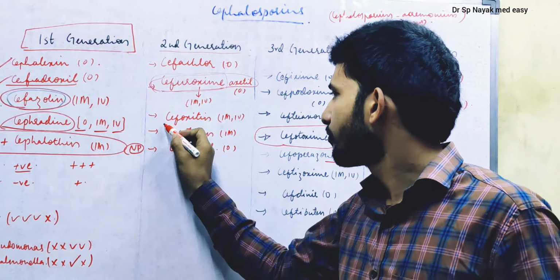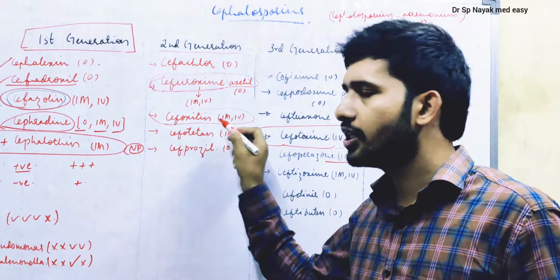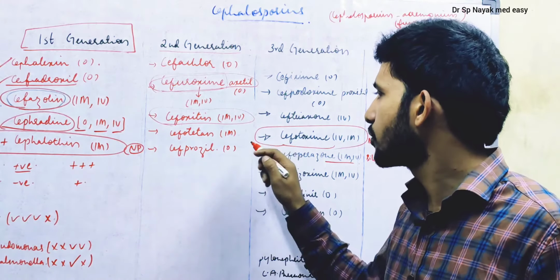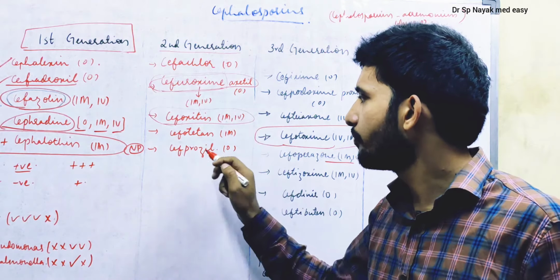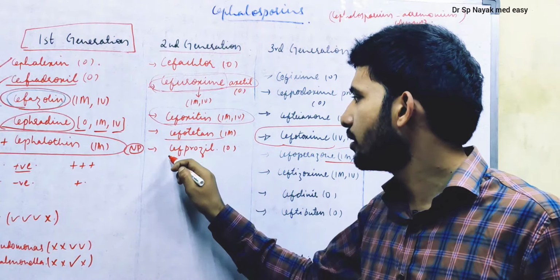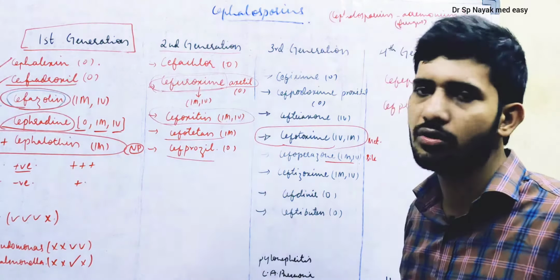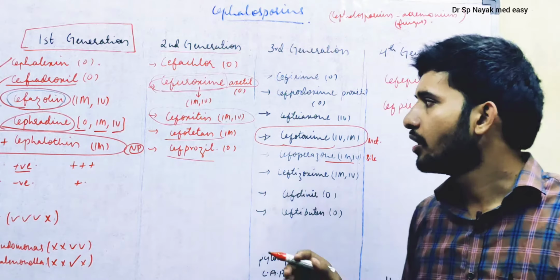And we have cefoxitin. Cefoxitin is another second generation cephalosporin available in IM and IV form. We have cefotetan and cefprozil. So these are some of the examples of second generation cephalosporins.